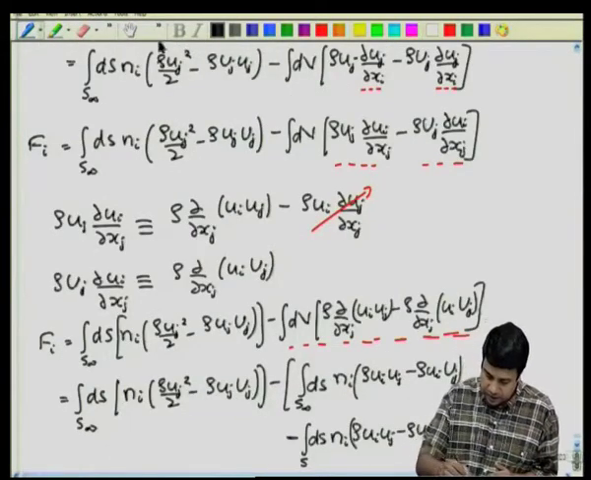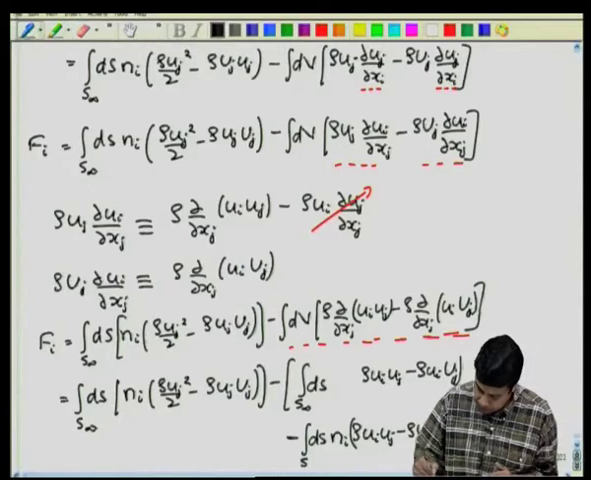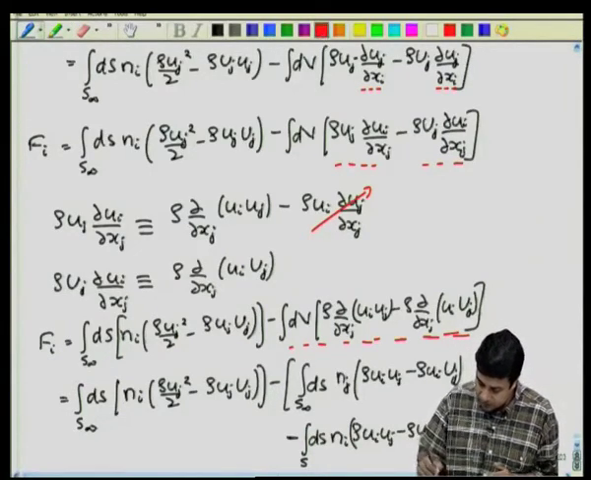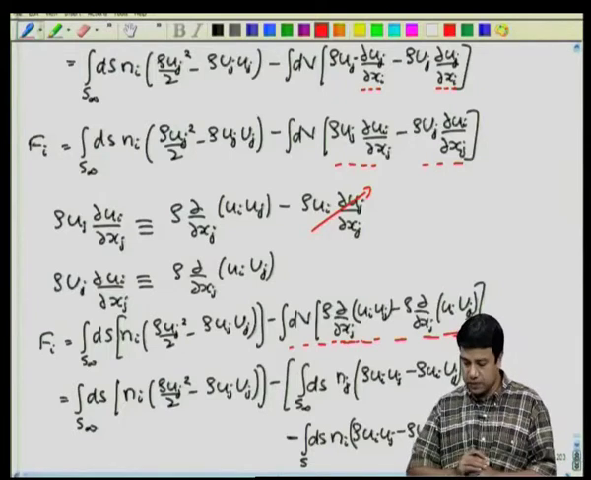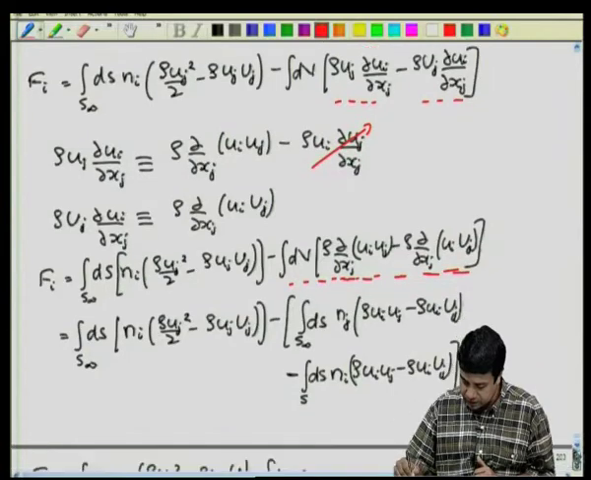Please make that correction here. This index should be j, nj, because I have a derivative with respect to xj here. Therefore, the unit normal has to have the same index as the derivative. So, I should have nj.